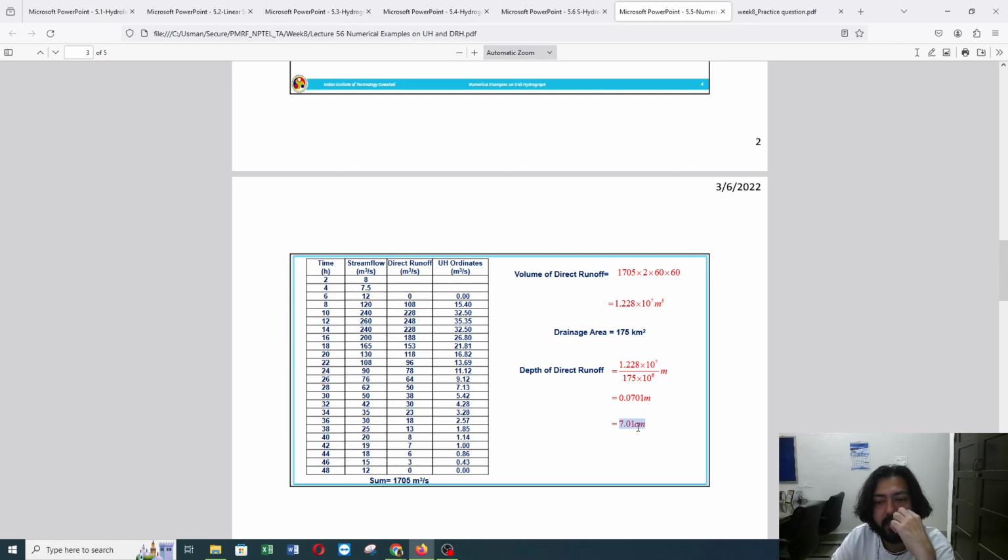So what is the next step? The next step is to calculate the ordinates. How can we get the ordinates of the unit hydrograph? By dividing the direct runoff by this value of 7. So 108, which is in meter cube per second, divided by 7.01, we got the value of 15. Similarly, 228 divided by 7, we got the value of 32. So similarly, we are getting the ordinates of the unit hydrograph, right?